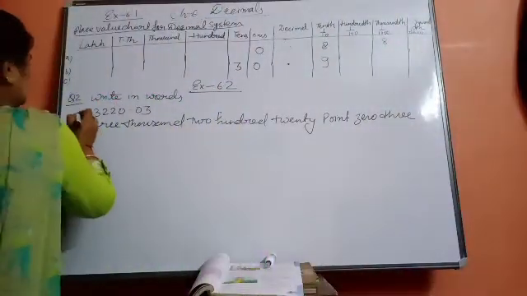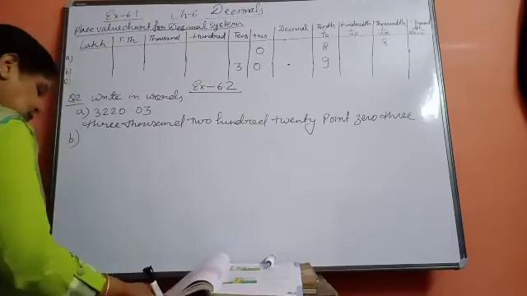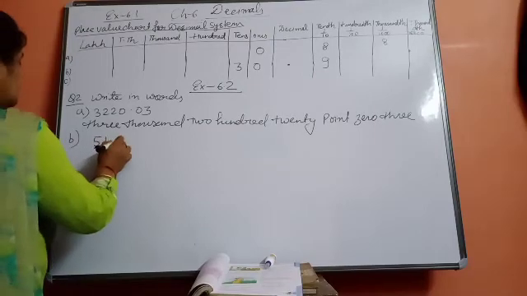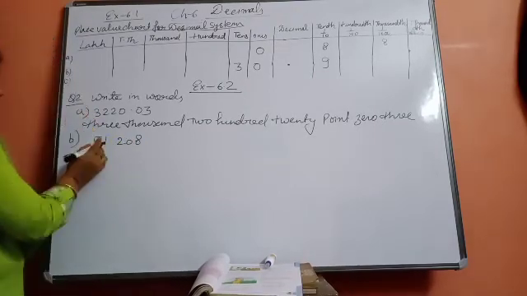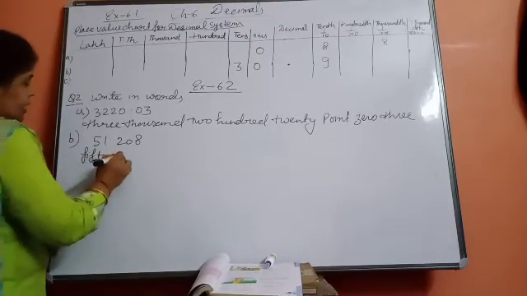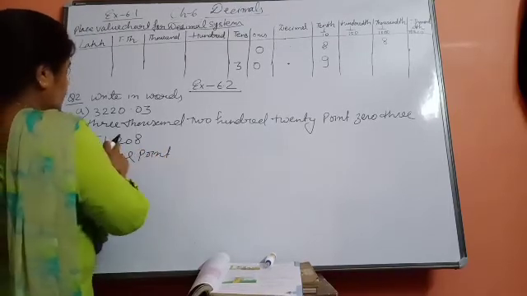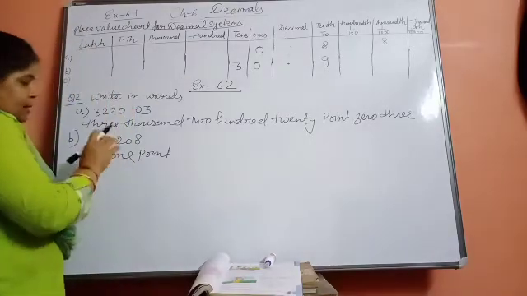One more part of the question I am doing, and afterwards you will do yourself. See, what is that question? 51.208. How will you do it? Whatever I am reading, in the same way you will write. This is 51. Write that 51. Afterward, what is that? Point. Okay, point. Then you will not write 208 as one number. Right, they are separate numbers. You will write them separately.